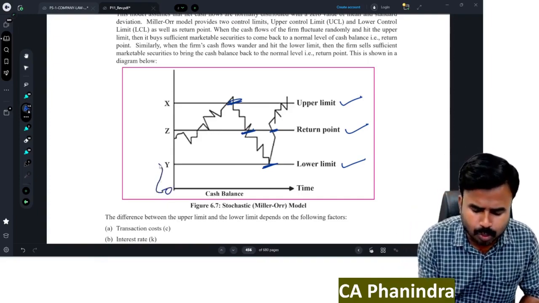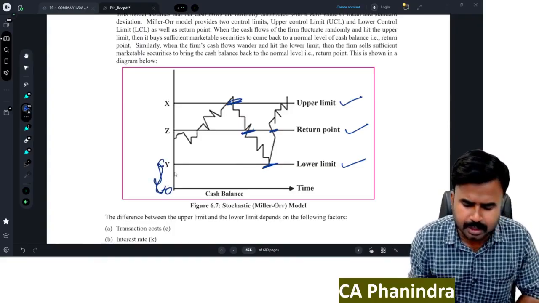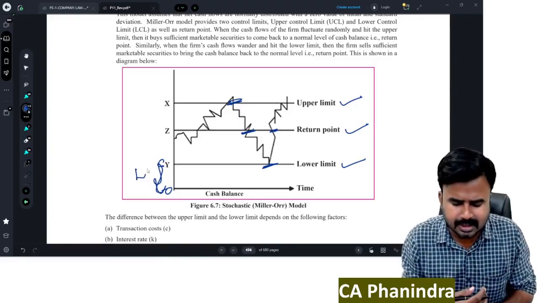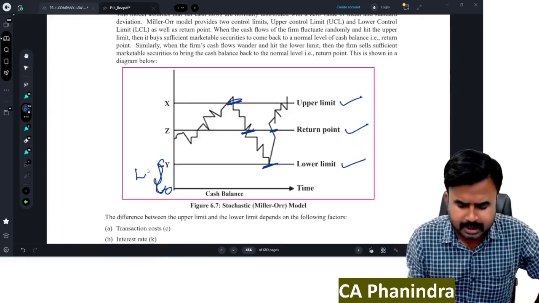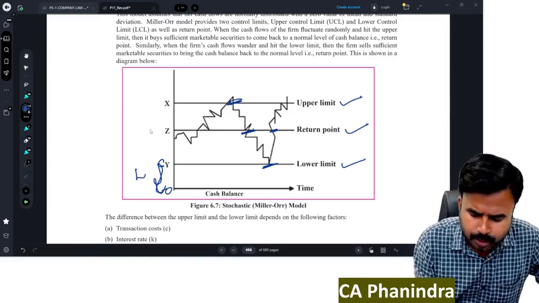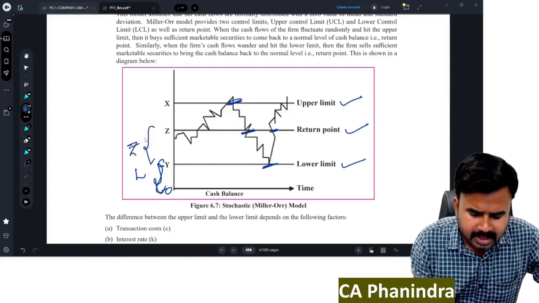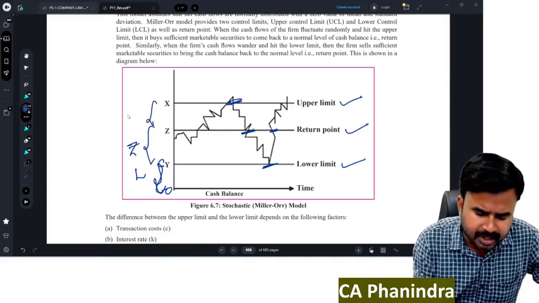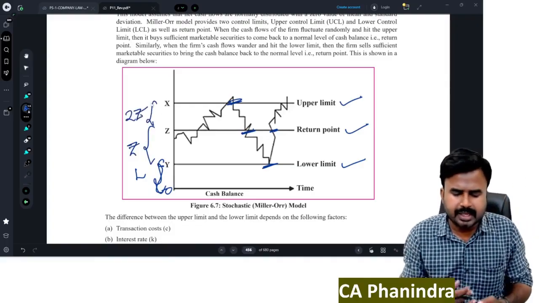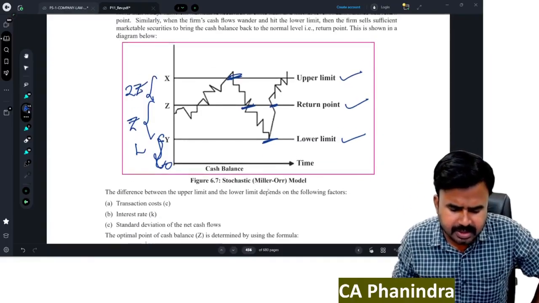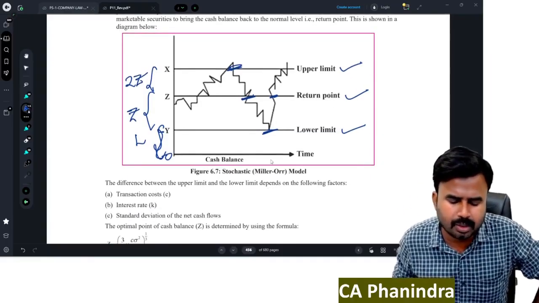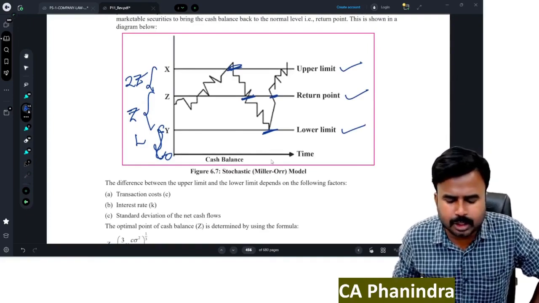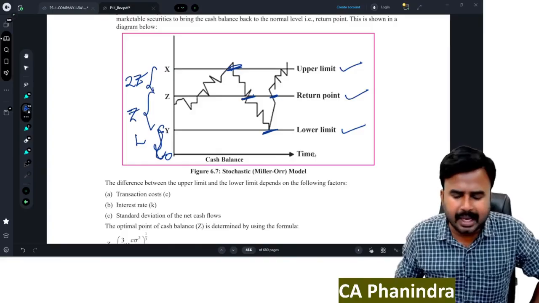From horizon to lower limit, it is simply known as L. Lower limit is L. L is the distance from horizon to lower limit. Then from lower limit to return point, the distance is Z. And from return point to upper limit, the distance is 2Z. So here are the distances. One is horizon to lower limit, that is L, and lower limit to return point Z, return point to upper limit 2Z. Now the question is how to calculate this Z.